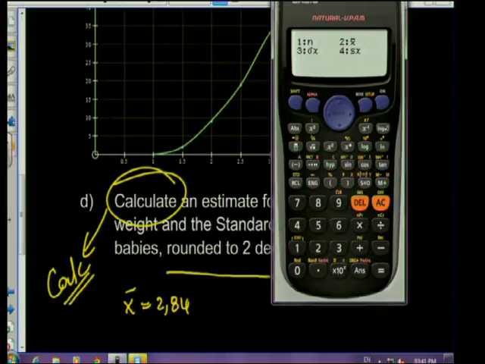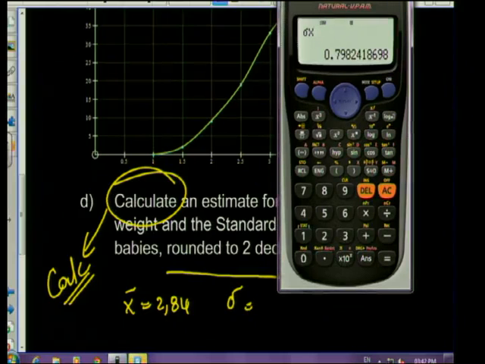On some calculators, it can look slightly different, but you're looking for that funny circle thing. It almost looks like an apple with a stalk. That's a Greek letter called sigma. So you click on that 3 and then press equals, and this is the standard deviation. If I'm going to 2 decimal places, 0.798 rounds up to 0.80. And so there we've got the standard deviation.